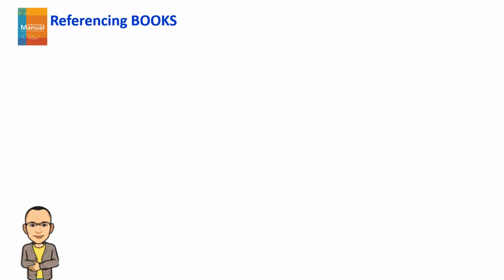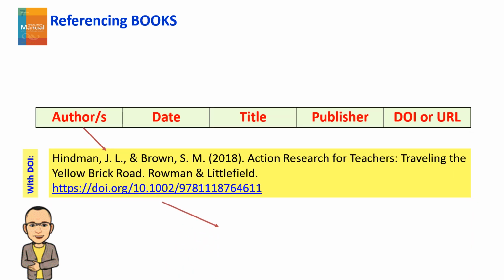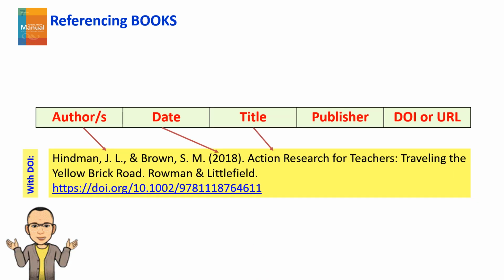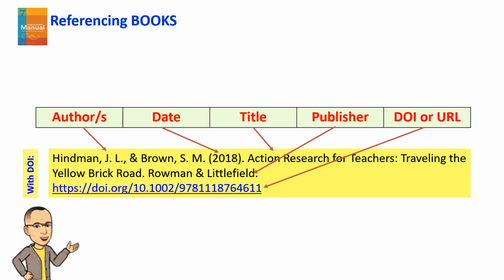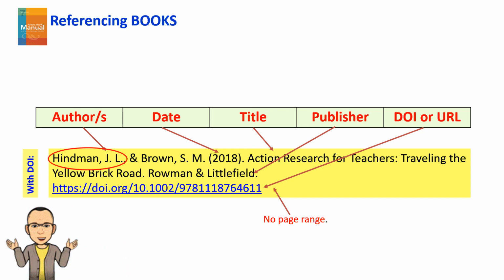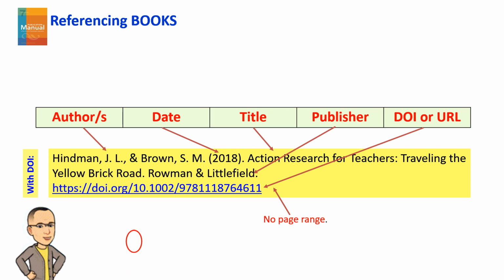Referencing of books follows the pattern: name of authors, date of publication, title of the book, the name of publisher, and the DOI or URL. The format in referencing periodicals is also used in referencing books. But books do not require the page range, unlike periodicals. Note that citing an author's name starts with the family name, initial of the first name, and initial of the middle name. If there is more than one author, the ampersand is used, and not the spelled-out "and".